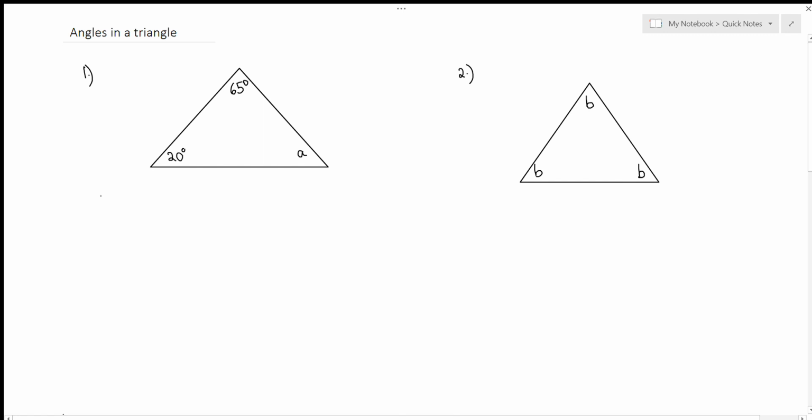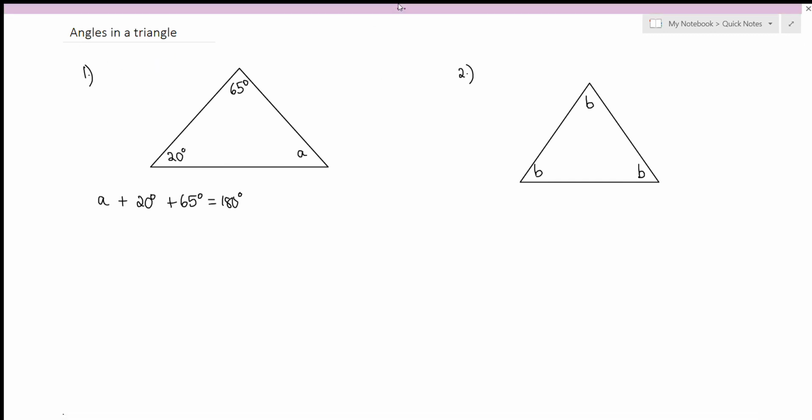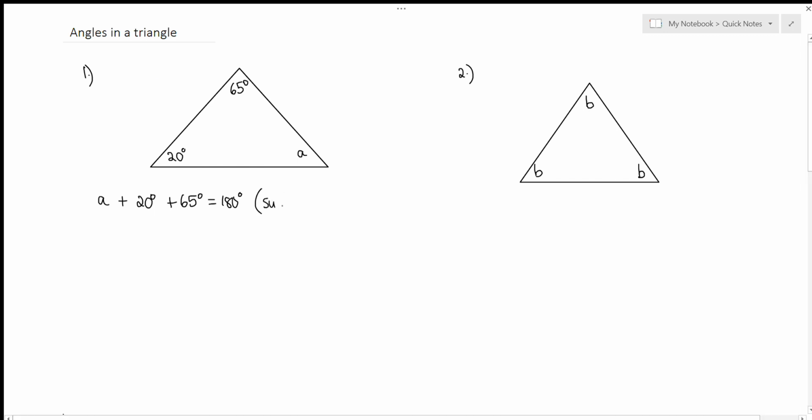So we're going to write A plus 20 degrees plus 65 degrees is equal to 180 degrees, and we need to have a reason. So we write sum of angles in triangle. My reason here is going to be sum of angles, if I abbreviate it, in triangle equal 180 degrees.